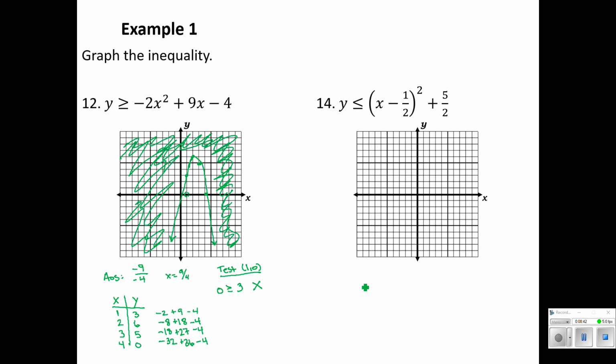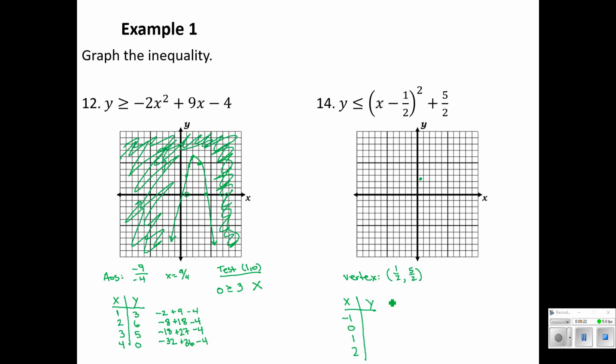All right, number 14. Here we've got vertex form, which is really, really helpful. So we can jump right to our vertex. It's positive 1/2, positive 5/2. And I know it's going to open up, right? It's got an a value of 1. So we've got all these checks in place. And since my vertex is 1/2, 5/2, I can do negative 1, 0, positive 1. And how about positive 2 as well? And choose values around the x value of that vertex.